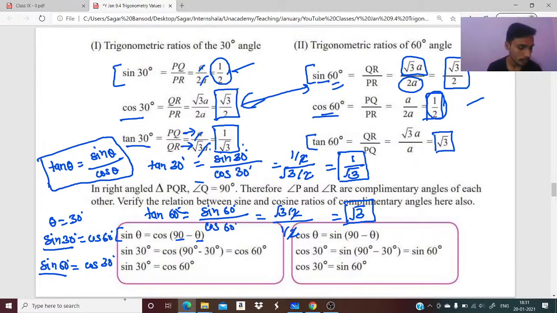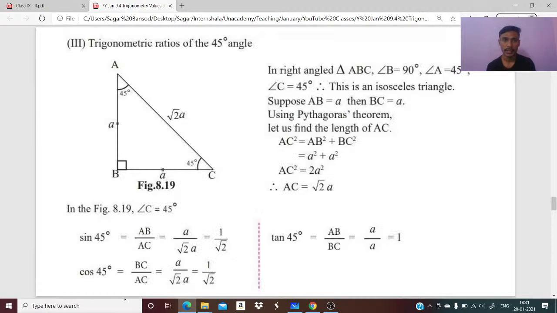Fine. Now let me move to the next angle, that is 45 degree. And before that, let me check if someone is having any question.